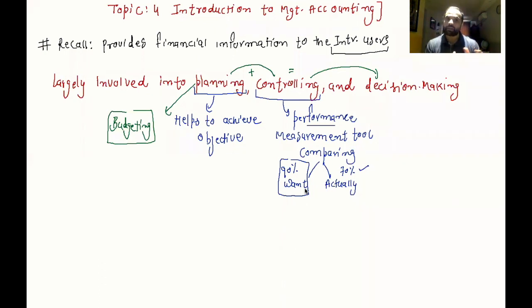We cannot implement such kinds of guidelines for all kinds of companies. That's why the scope of management accounting is much larger, wider compared to financial accounting. All right. So what is the scope of management accounting? We need to discuss now the scope of management accounting.